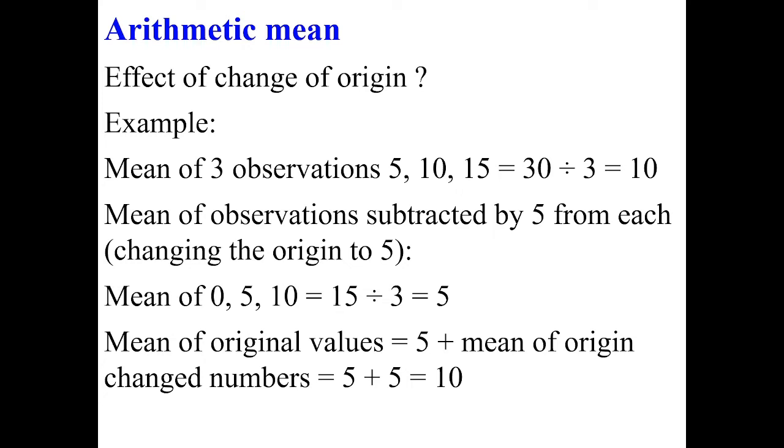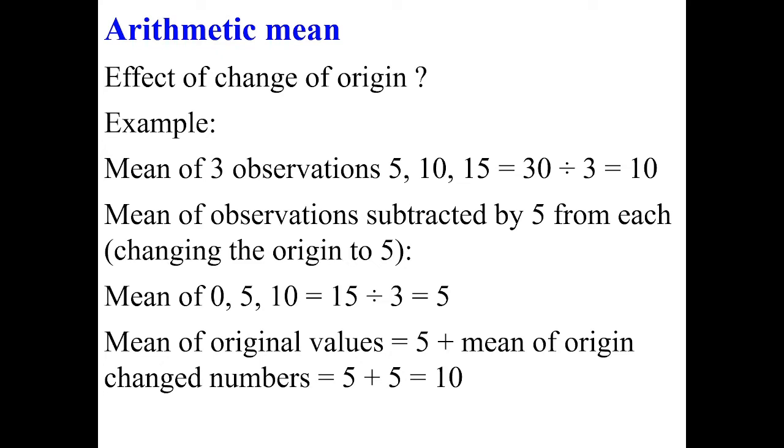Here, because 5 seems to be common, I am taking 5. So if you subtract 5 from each, now that means the original origin 0 becomes 5. So my 3 numbers are now 5 minus 5, 0; 10 minus 5, 5; 15 minus 5, 10. So the sum is 15, again divided by 3, so the mean is 5. This is the average or arithmetic mean of the numbers whose origin has been changed from 0 to 5.